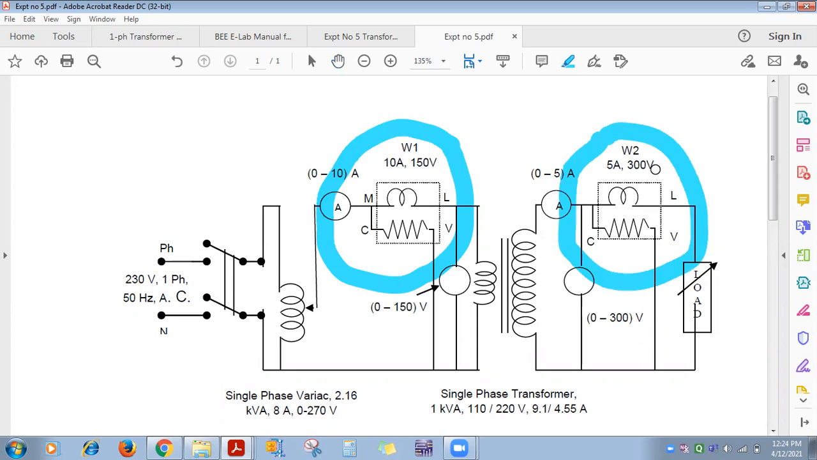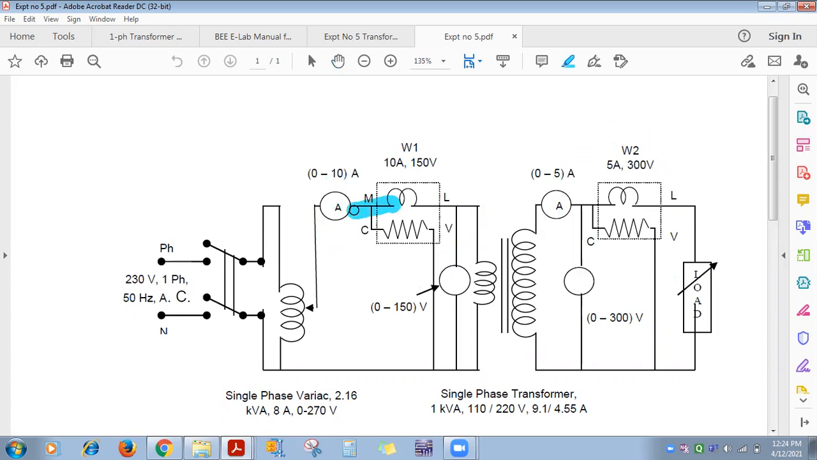So if you observe here, wattmeter, it has 4 terminals, M, L, C, V. Okay, so multiplying factor, these are the specifications for wattmeter. These are the specifications given for wattmeter 2. One wattmeter you connect on primary side, one wattmeter you connect on secondary side. Additional information will tell you here. This is the current coil. It is more inductive. That's why its symbol is like this. This is the pressure coil. It is more resistive. That's why the symbol is like this.